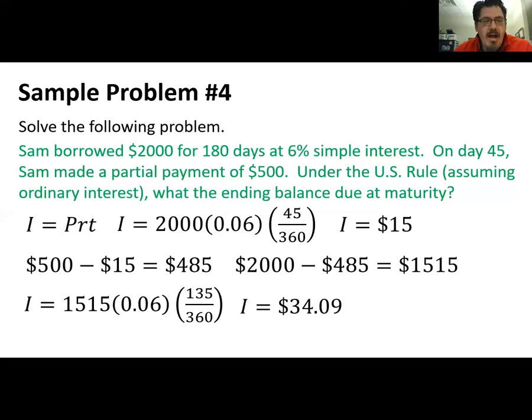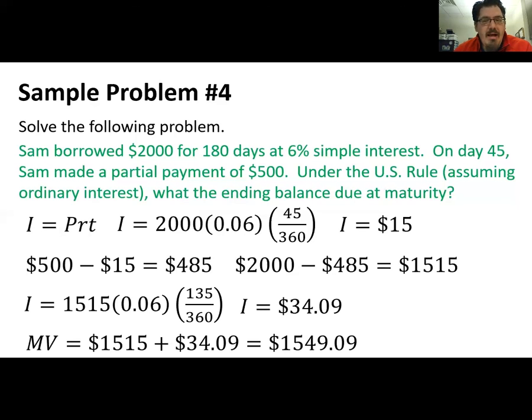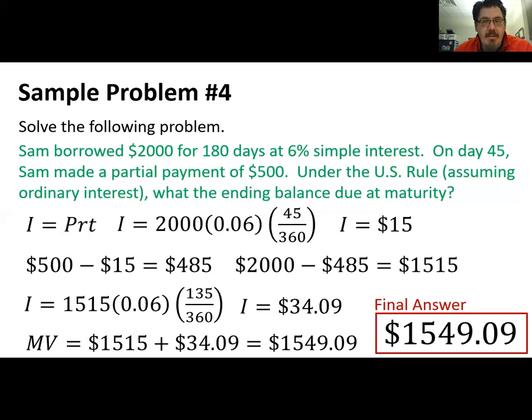So now to figure out how much Sam needs to pay at maturity, which again means when the loan is due, we're going to add the principal amount, which is $1,515, plus the interest that accrued, so $1,549.09. So that is the amount that Sam is going to owe the bank in order to settle the loan and clear his debt.